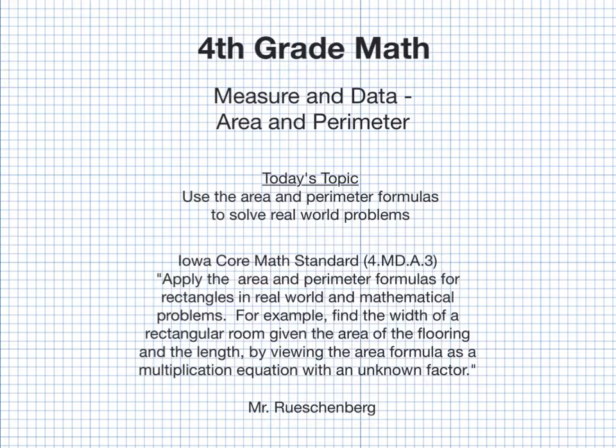The topic is use the area and perimeter formulas to solve real-world problems. This relates to the Iowa Core Math Standard: apply the area and perimeter formulas for rectangles in real-world and mathematical problems. For example, find the width of a rectangular room given the area of the flooring and the length by viewing the area formula as a multiplication equation with an unknown factor.